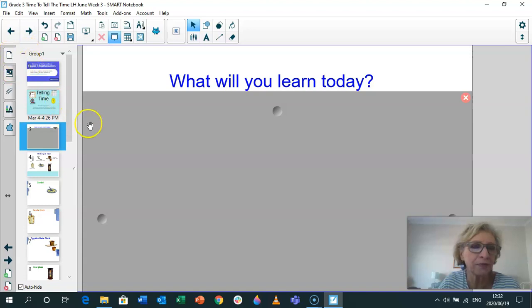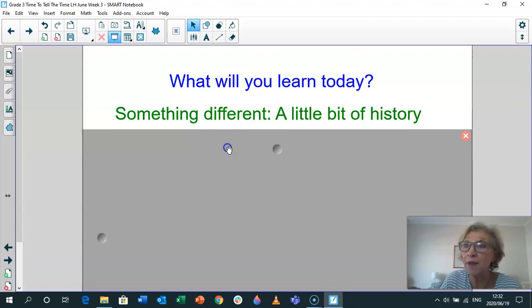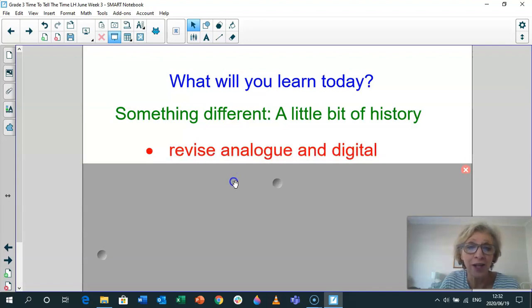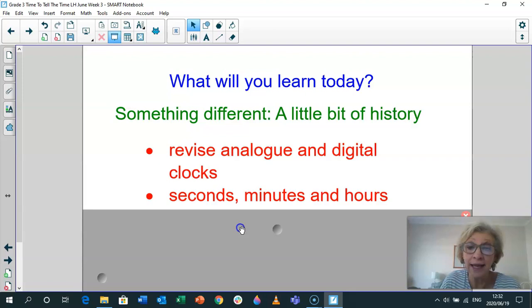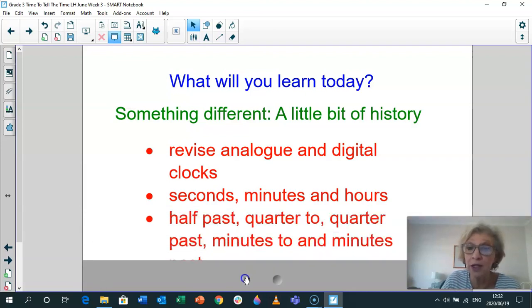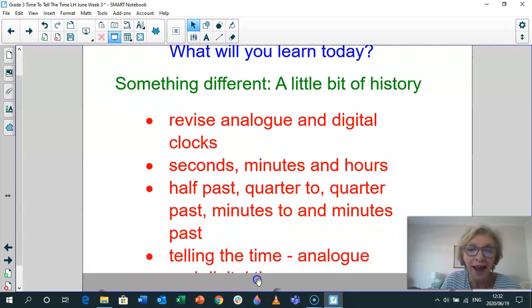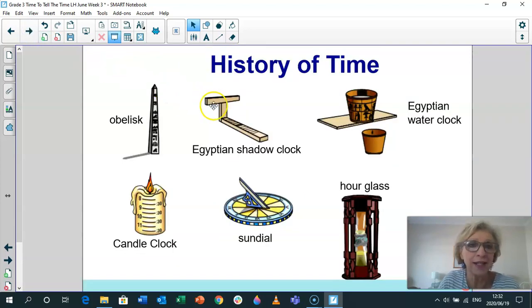Right, so grade 3s, what will you learn today? Something different. I'm going to add a little bit of history to your maths lesson today. I love history, and so why not? We're going to revise analog and digital clocks. We're going to look at seconds, minutes, and hours, half past, quarter to, quarter past, minutes to, and minutes past. And then we're going to be telling the time using analog and digital time. So let's get on with it.